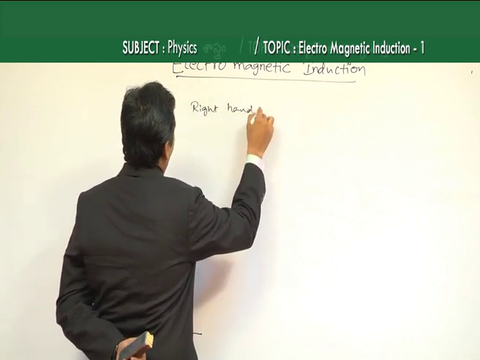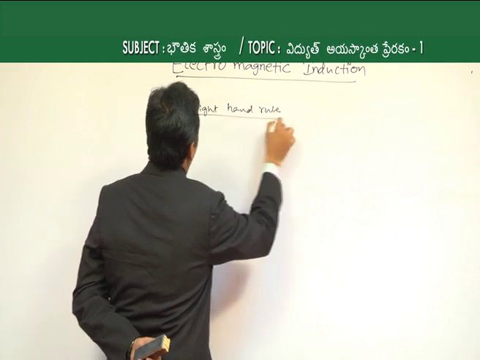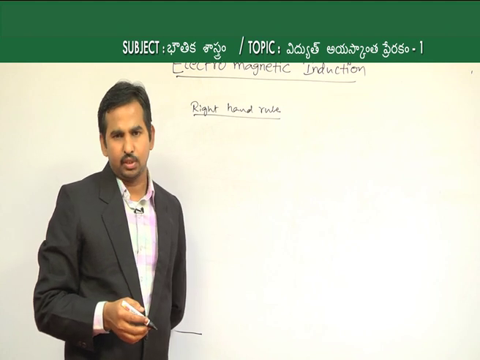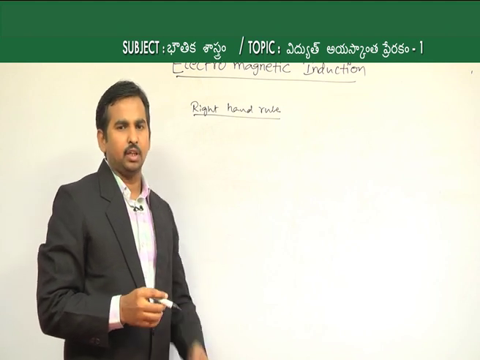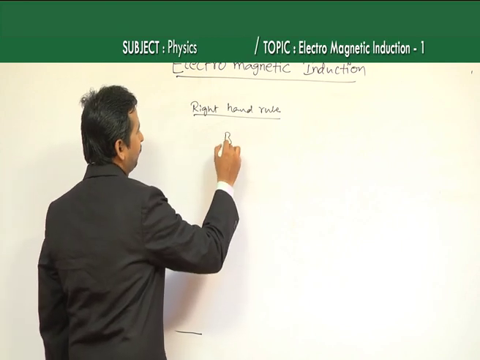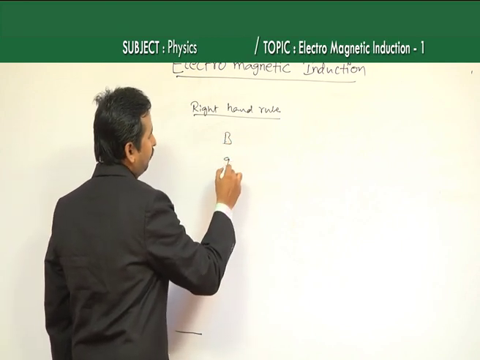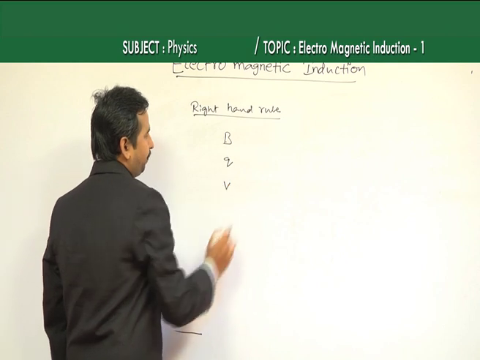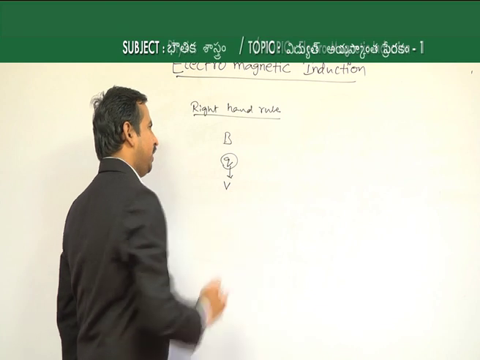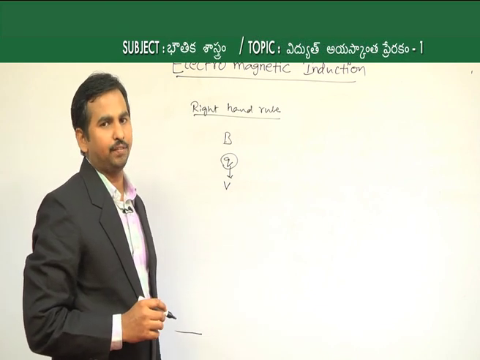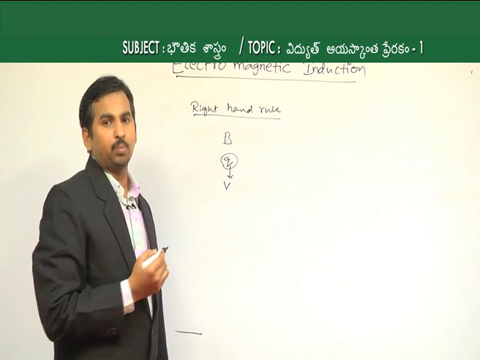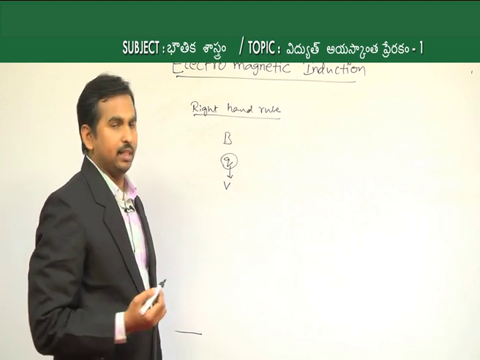This is called the right hand rule. According to this right hand rule, this is how to take the direction of force. Whenever you are taking the force, we have the magnetic field B, and the charge q moving with a velocity v. Here the charge is moving perpendicular to the magnetic field.